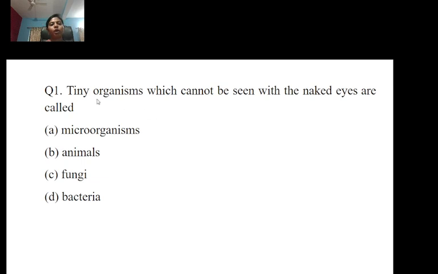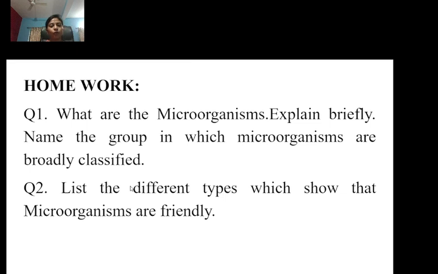Now, tiny organisms which cannot be seen with the naked eye are called microorganisms, animals, fungi, bacteria. Answer this. Tiny organisms which cannot be seen with the naked eye are called, yes, Bittu, Samir, Praful, microorganisms. Very nice.